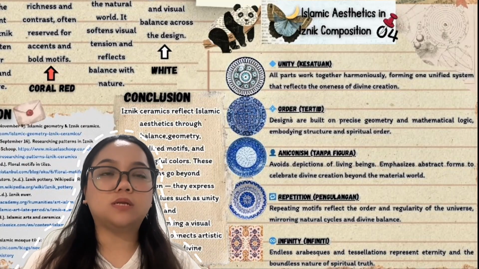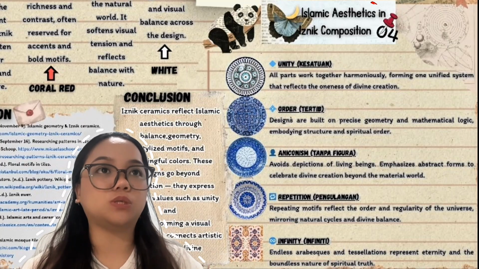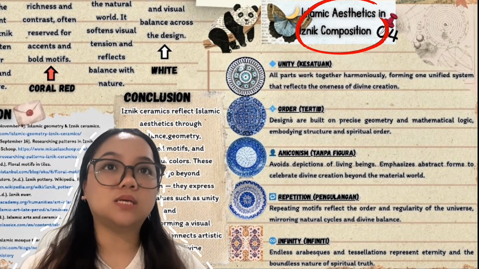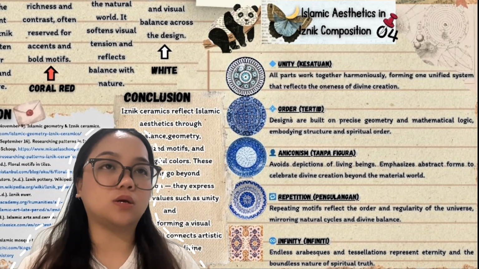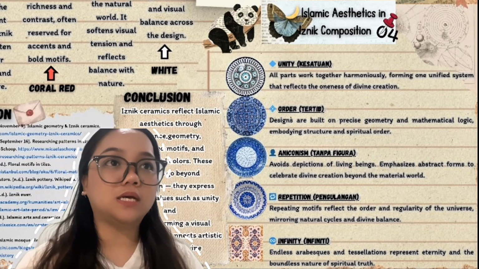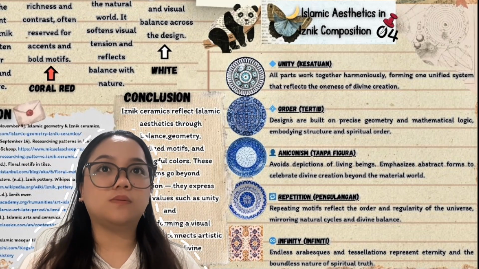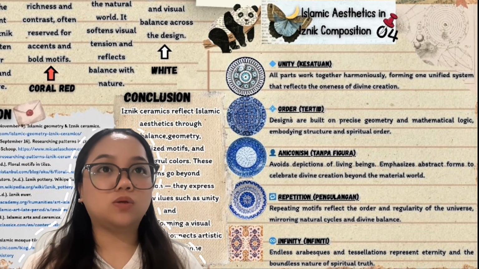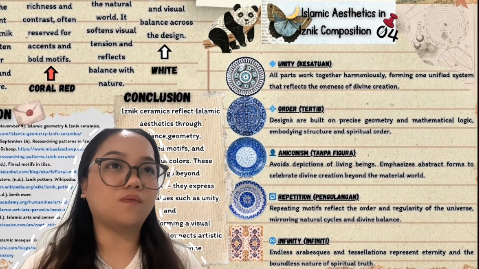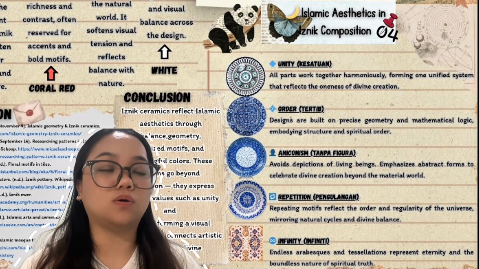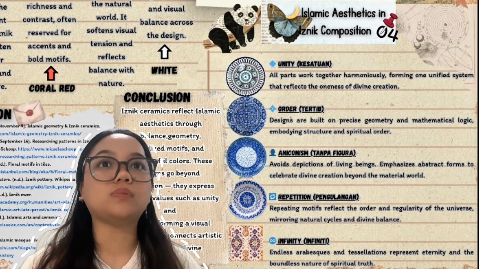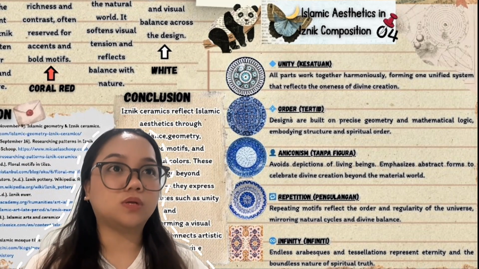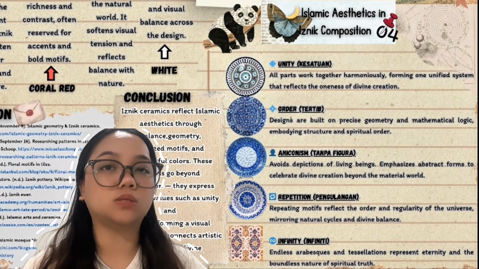Now, I will explain the design rationale behind this infographic, especially in section 4, Islamic aesthetic in aesthetic composition. This section highlights how the elements found in aesthetic ceramic reflect core values in Islamic aesthetic. The first principle is unity. In Islamic art, unity reflects the oneness of God and the interconnectedness of all creation. In aesthetic composition, unity is achieved through repeated motifs, symmetrical layouts, and balanced visual structure.